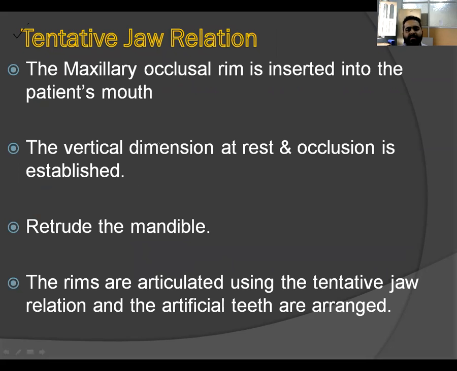The next method, the second method, is your tentative jaw relation again. So the maxillary wax ring is inserted into the patient's mouth. We check the vertical dimension at occlusion and the rest. After establishing the vertical dimension, we ask the patient to retrude the mandible, or we guide the mandible into the most posterior position. After guiding the mandible into the most posterior position, we seal the occlusal wax ring in the same relationship, and transfer it to the articulator.